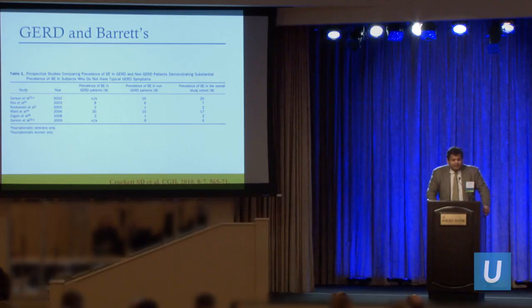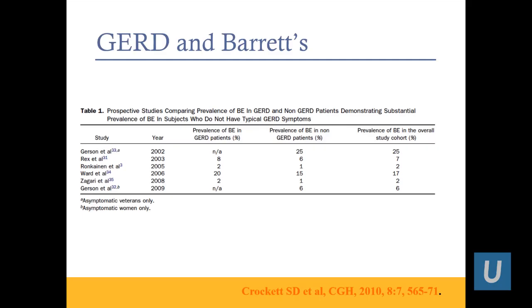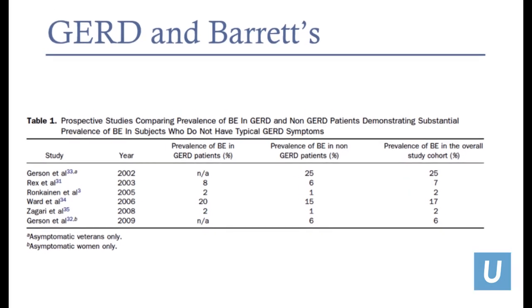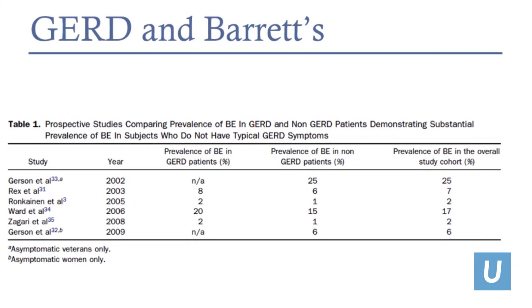Here's another table which essentially highlights the same thing. If you look at the prevalence of Barrett's in GERD patients, which is column 3, and column 4, which is the presence of Barrett's in non-GERD patients, they're basically the same. They're not statistically significantly different because most patients with Barrett's are short segment, and as I just showed you from the Rex paper, there doesn't appear to be any difference in short segment Barrett's whether you have GERD or not.